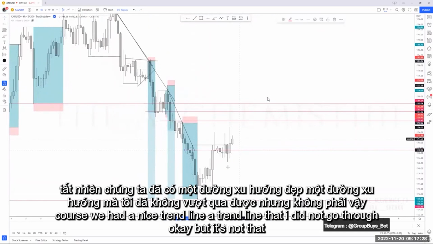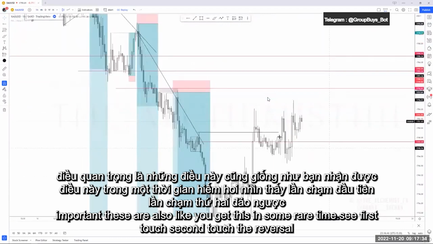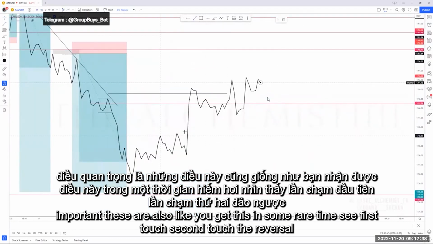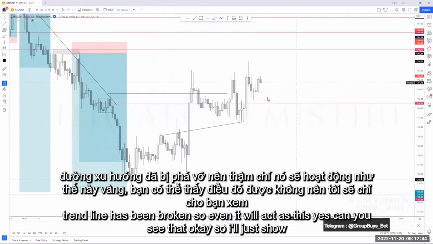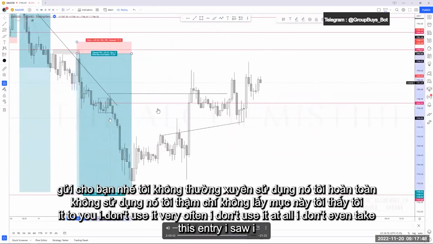Okay, so in here, of course, we had a nice trend line that I did not go through, but it's not that important. You get this in some rare times. See, first touch, second touch, the reversal trend line has been broken, so it will act as this. Can you see that? I'll just show it to you. I don't use it very often. I don't use it at all.